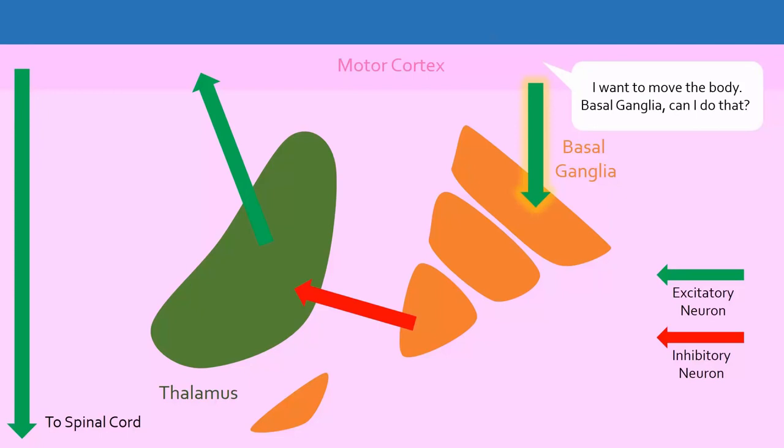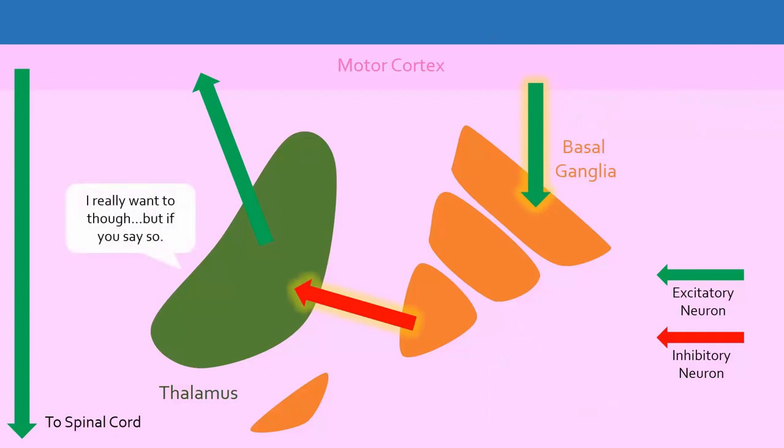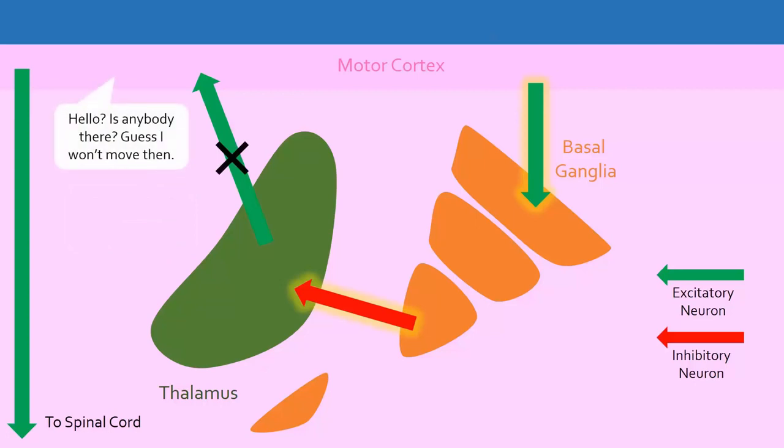The basal ganglia regulate movement by either activating or inactivating the inhibitory neurons between the basal ganglia and the thalamus. If these inhibitory neurons are activated, the neurons connecting the thalamus to the motor cortex are not allowed to send signals. If those neurons do not fire, the motor cortex receives no feedback and no movement occurs.